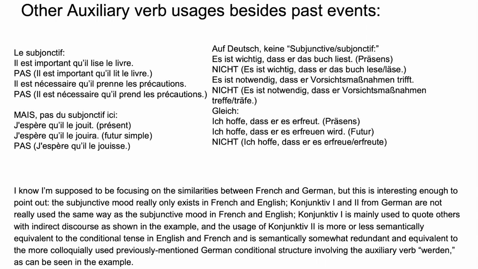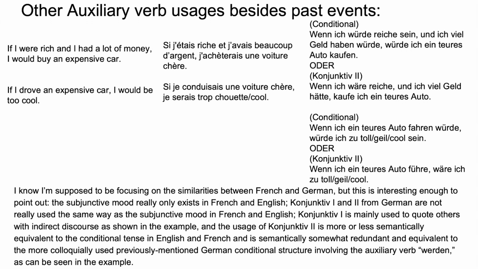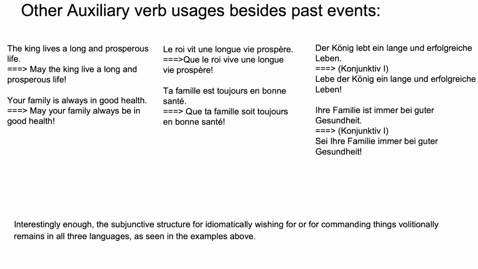The usage of Konjunktiv zwei is more or less semantically equivalent to the conditional tense in English and French, and is semantically somewhat redundant and equivalent to the more colloquially used, previously mentioned German conditional structure involving the auxiliary verb werden, as can be seen in the example. Interestingly enough, the subjunctive structure for idiomatically wishing for or for commanding things volitionally remains in all three languages, as seen in the examples above.